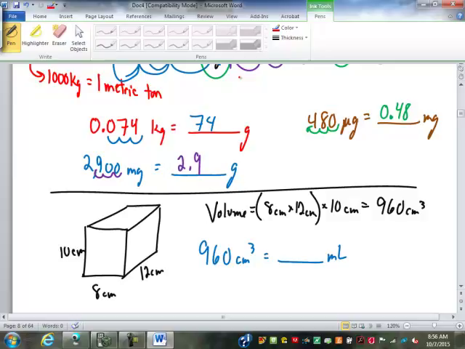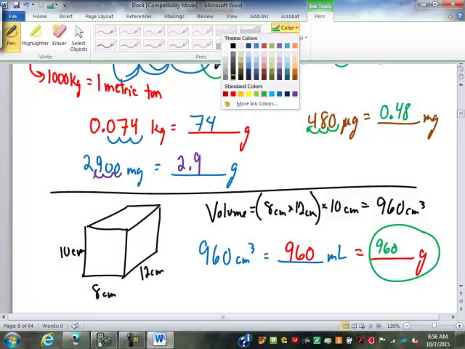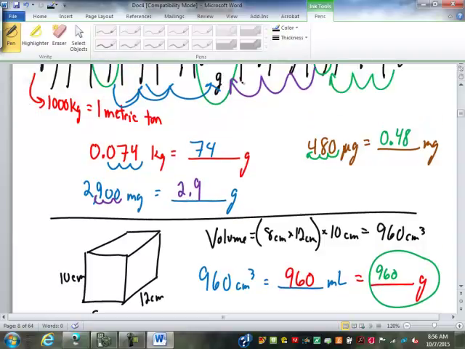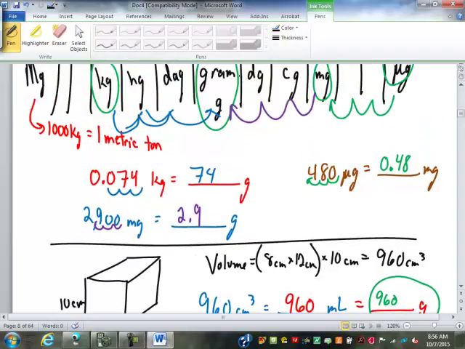Not everybody at once. 960. A cubic centimeter and a milliliter are the same thing. 960 milliliters of water, remember, is going to be how many grams? A gram is defined to be the mass of a milliliter of water. So 960 milliliters of water is 960 grams. Any questions so far?